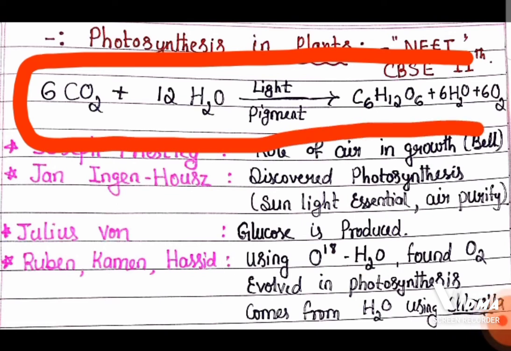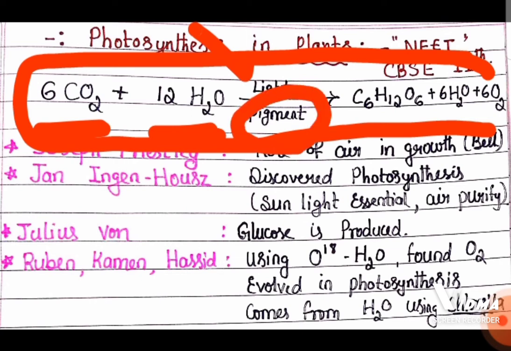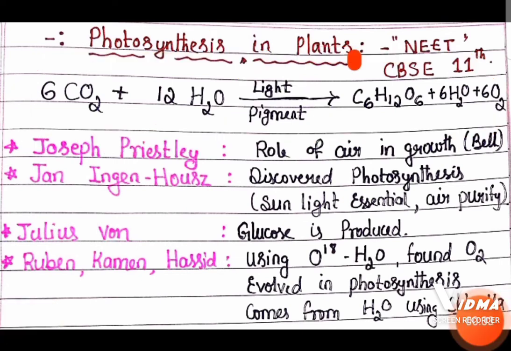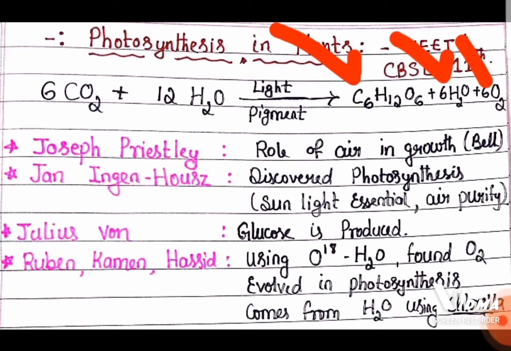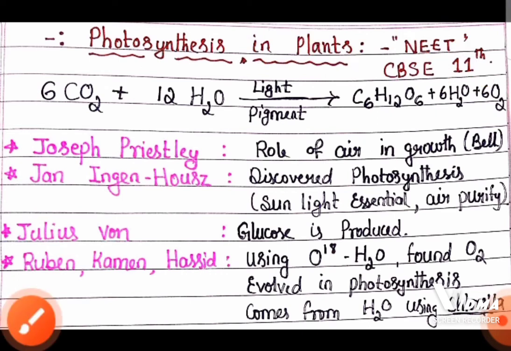So students, this is the photosynthetic reaction where we can observe that 6 molecules of carbon dioxide and 12 water molecules, in the presence of solar light and chlorophyll pigment, are involved in the formation of one glucose molecule, 6 water molecules and 6 oxygen molecules that are released.